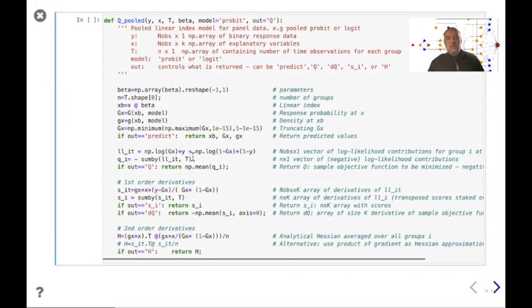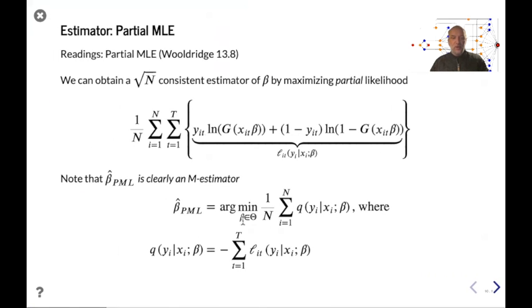Okay, so if you have that, then you return the objective function, which is the sample average of the objective function for all the individuals, and basically we have this whole thing, and this is what we're trying to minimize. Okay, so that's kind of it.